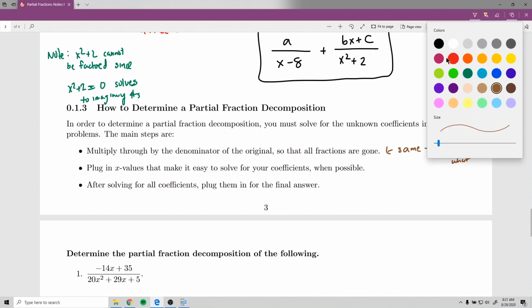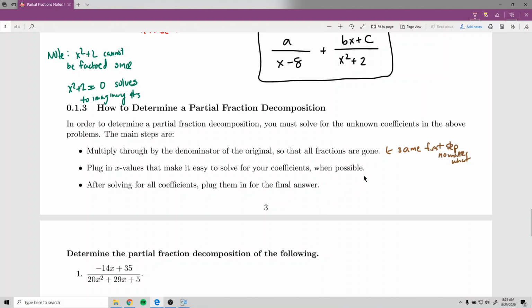Now this is where I like to do it this way because I think this is the easiest way. It can definitely be the weirdest way at first when you've not done something like this. But what I like to do is plug in x values that make it easy to solve for your coefficients. And you'll see what I mean by that.